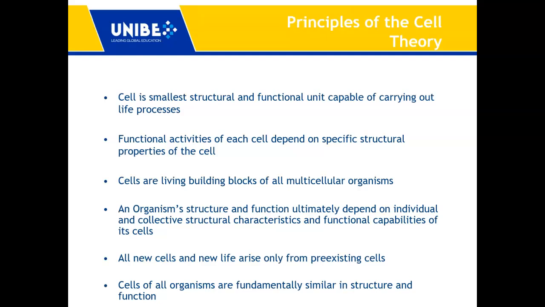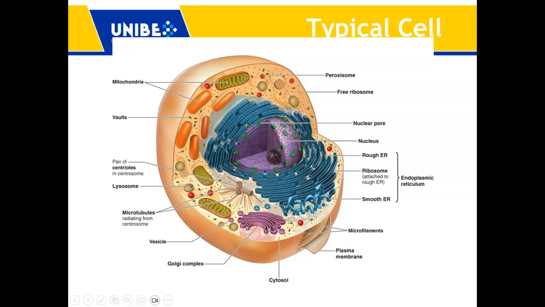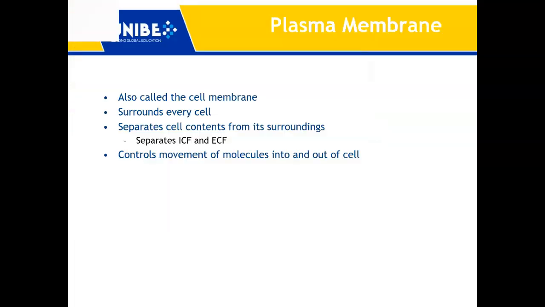So cells all come from pre-existing cells until we go far enough back to the first living organisms, which arose in a situation that we're not really sure of, but they did happen sometime in the past. So cells of all organisms are fundamentally similar in structure and function. Here we have a typical eukaryotic animal cell with the different parts. I recommend that you go over each organelle and learn at least their main function so we can understand this and go on.